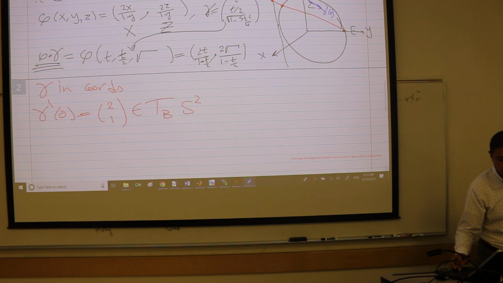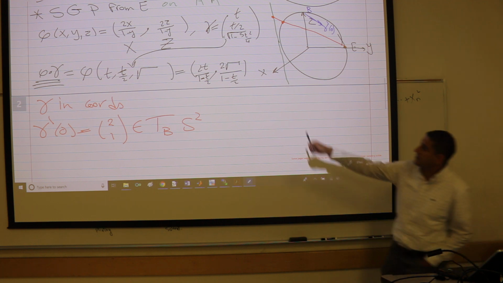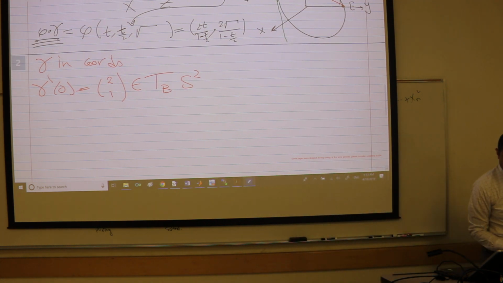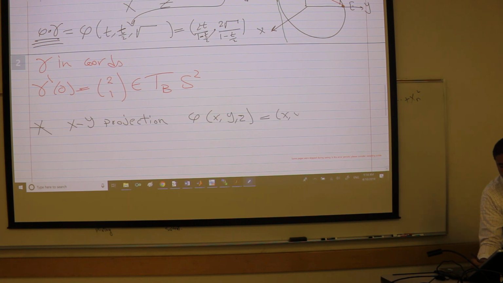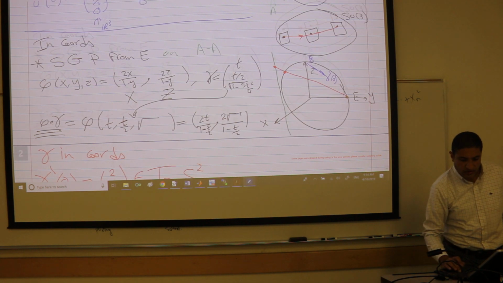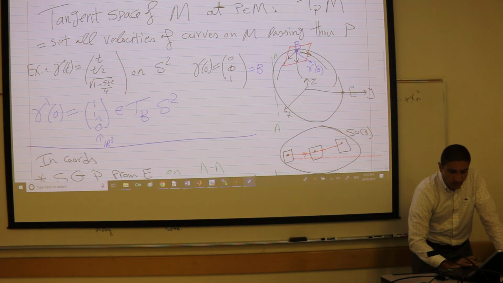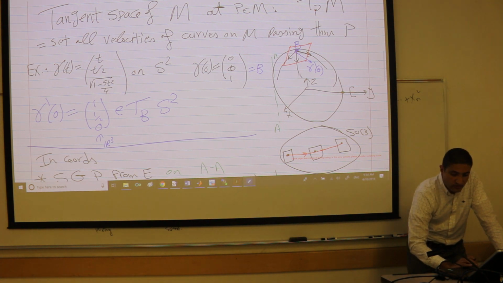And you can do it in any other coordinate map. Let's do it in an easier one. This is a little bit involved because the projection is a little bit involved. It's not very hard, but let's do a simpler one. Let's do in coordinates just the xy projection. Why are you making it a big deal? The xy projection. So phi takes x, y, z and projects on x and y. That's it. So here, this point, we project down on the equator. Okay? We project everything on the equator.